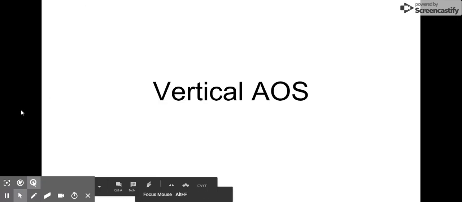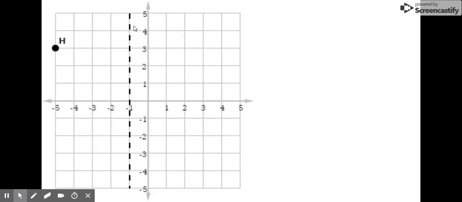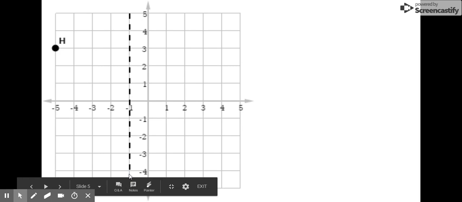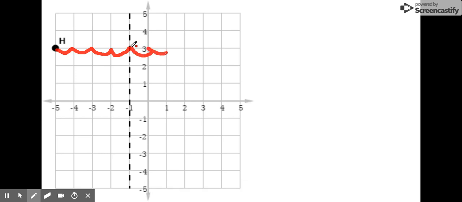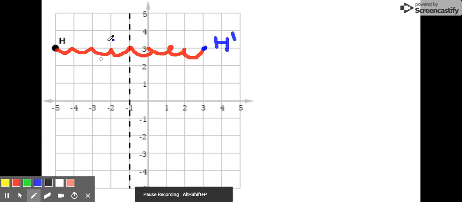All right, let's look at a vertical axis of symmetry. So over here we have the vertical line x equals -1, and we're reflecting h over that. And so we can just count that distance from h to the axis of symmetry. So we have 1, 2, 3, 4 units. So we're going to go 4 more units. 1, 2, 3, 4. So h prime is going to be at 3, 3.